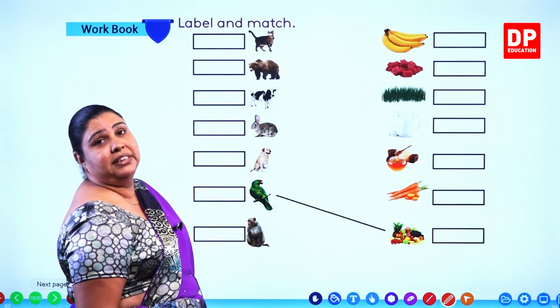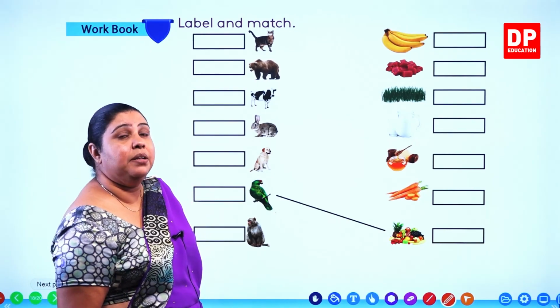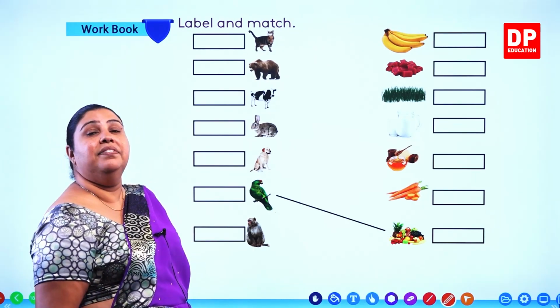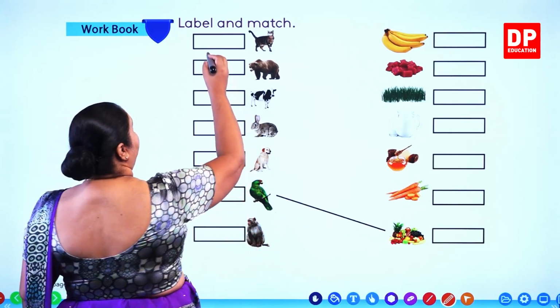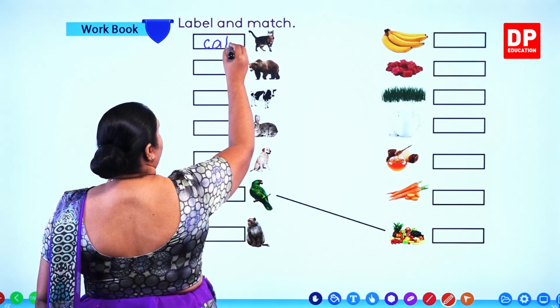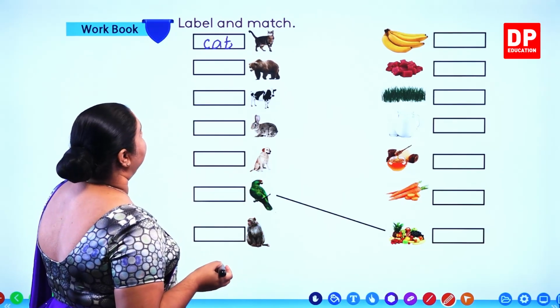Now who is our first animal? Look at our first animal. Who is that? It is the cat. How do we write the word cat? C-A-T, cat. It's very easy to write.